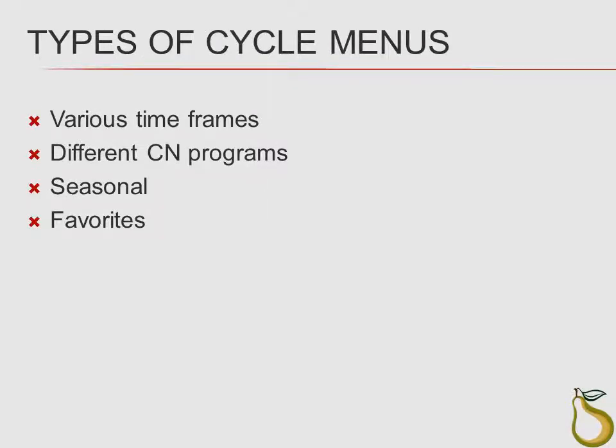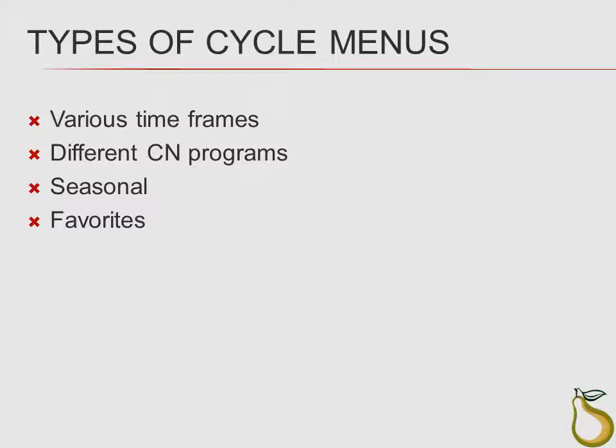Cycle menus don't have to fit into a specific mold. They can vary based on time frame. Maybe a week menu or 2 or 4 week cycle works best for your program. Cycle menus vary based on the child nutrition program being served. For instance, your program may decide to have a 1-week breakfast cycle menu, but a 4-week lunch cycle menu. Seasonality can affect the type of cycle menu you might use. Maybe you're trying to create a cycle menu for fall, winter, and spring.